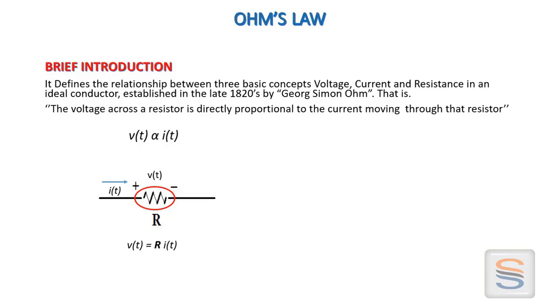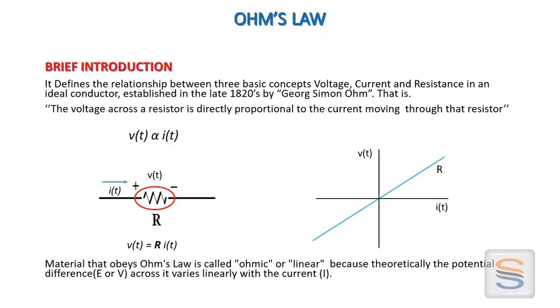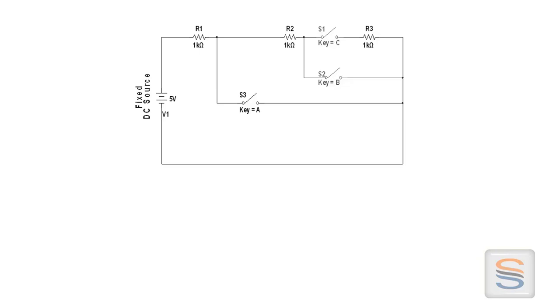We can explain this concept graphically by putting the values of current on the x-axis and values of voltage on the y-axis, and we get a straight line by joining the points of different values of voltage and current for a resistance. The material which obeys Ohm's law is called ohmic or linear because theoretically the potential difference V across it varies linearly with the current. Here we will prove this concept with the help of this example circuit, which contains a DC source of 5 volts and 3 resistors R1, R2 and R3 in series.